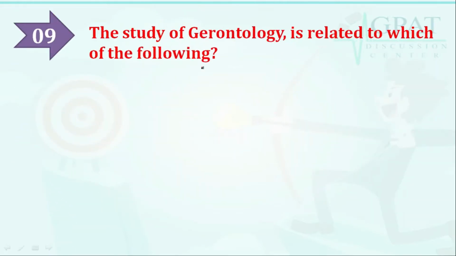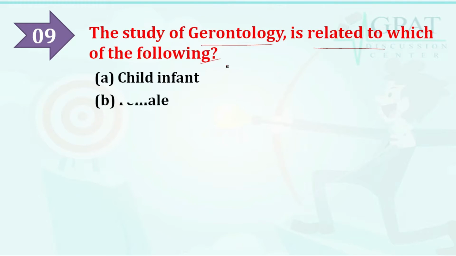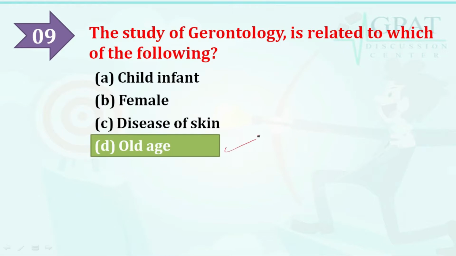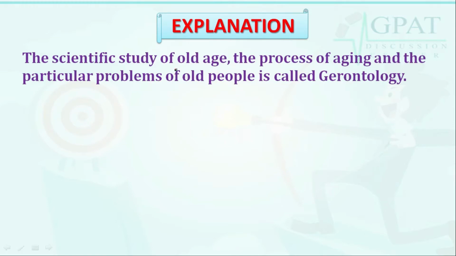Now the next question is: the study of gerontology is related to which of the following? Options are option A child infant, option B female, option C disease of skin, option D old age. So the study of gerontology is related to old age. Here we have the explanation: the scientific study of old age, the process of aging, and the particular problems of old people is called gerontology. It is the correct answer. So students, old age is the correct answer.